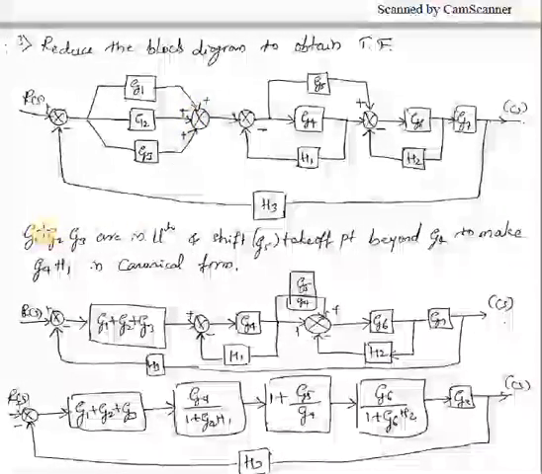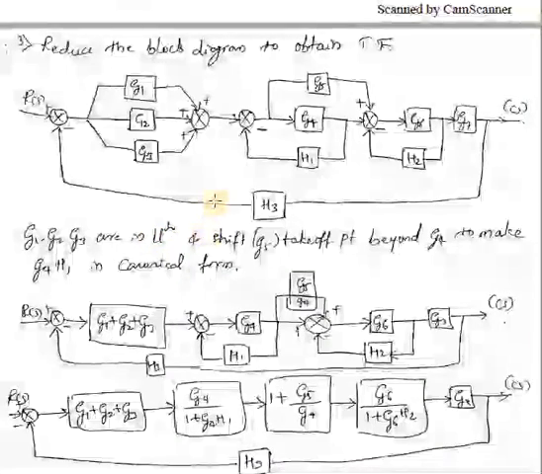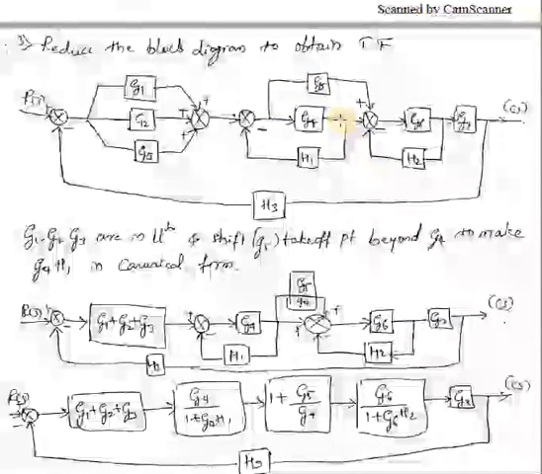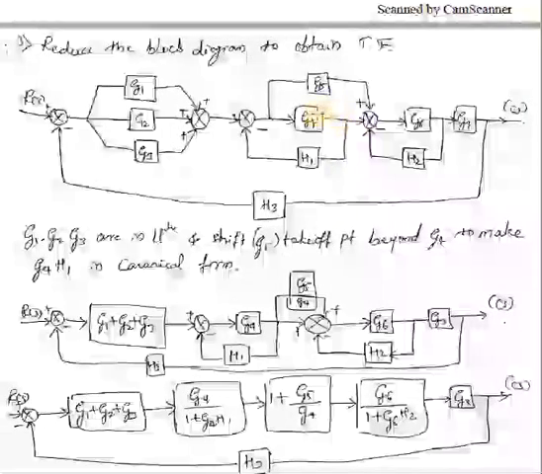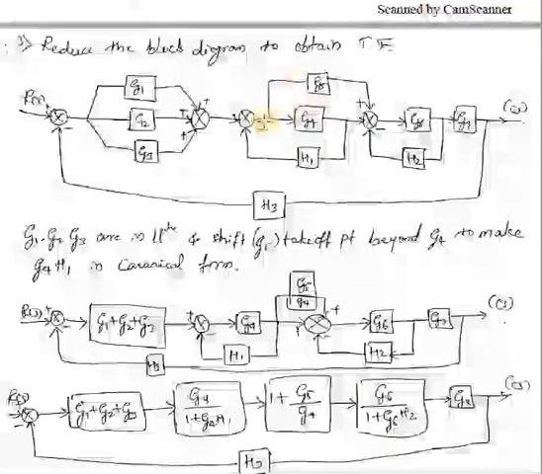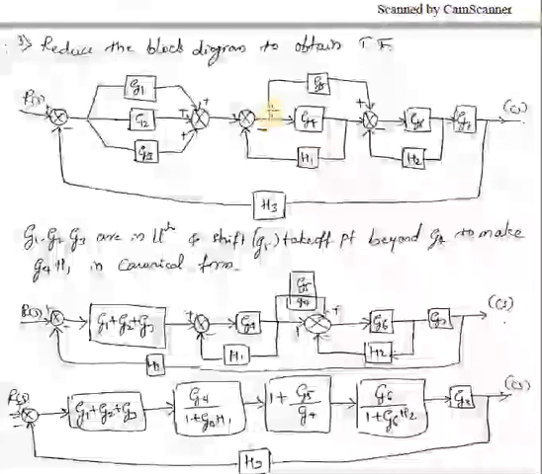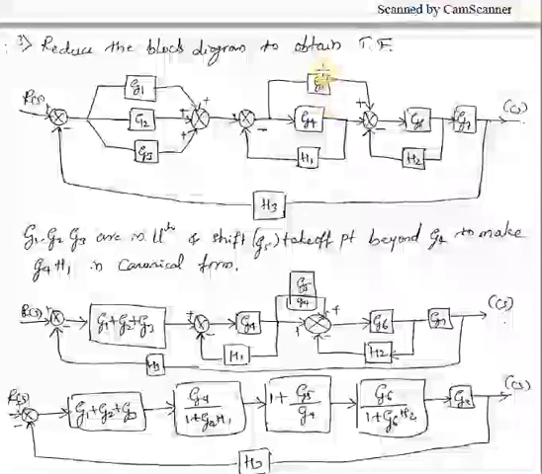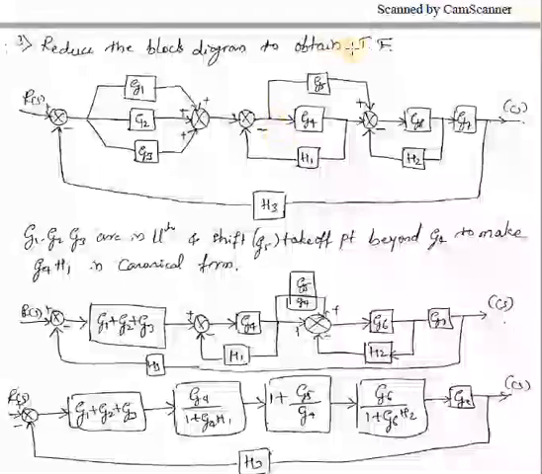sign also. So here G1, G2, G3 are in series, and for the simplification purpose, I will shift this takeoff point after this G4. So when you shift the takeoff point after G4, it is going to have G4 also. Here we don't have the G4 signal because it is before G4. If I shift here, it is going to contain G4, but that signal should remain the same. For that I need to divide this G5 by G4. That is shifting of takeoff point after the block.